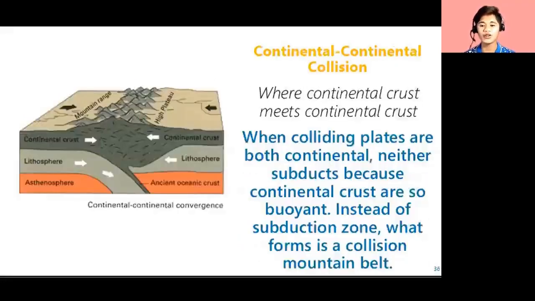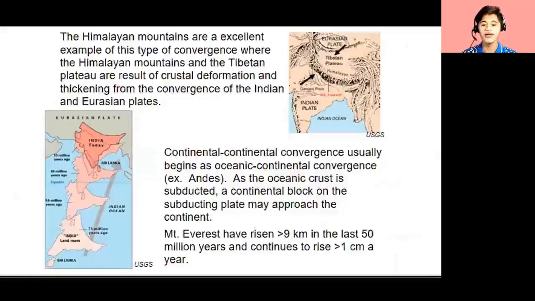Lastly, we have the continental collision, where continental crust meets continental crust. Continental convergence defines a plate margin where the leading edge of both plates contains continental crust. When two continents collide, neither continent is subducted because the continental rocks have a relatively low density. As a result of the convergence, the crust tends to deform and be pushed upward like a mountain building. This type of plate boundary is associated with mountain building. The Himalayan mountains are an excellent example of this type of convergence, where the Himalayan mountains and the Tibetan plateau are a result of crustal deformation and thickening from the convergence of the Indian and Eurasian plates.